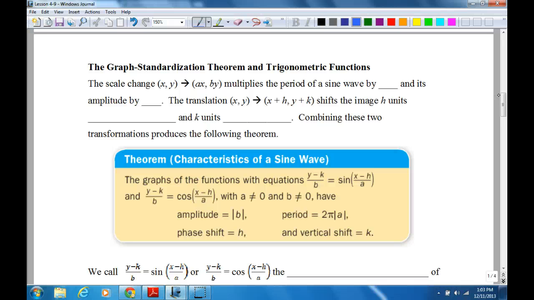Okay, so this one says the scale change x, y goes to ax, by multiplies the period of the sine wave by absolute A and its amplitude by absolute B. The translation shifts the image h units horizontally and k units vertically.